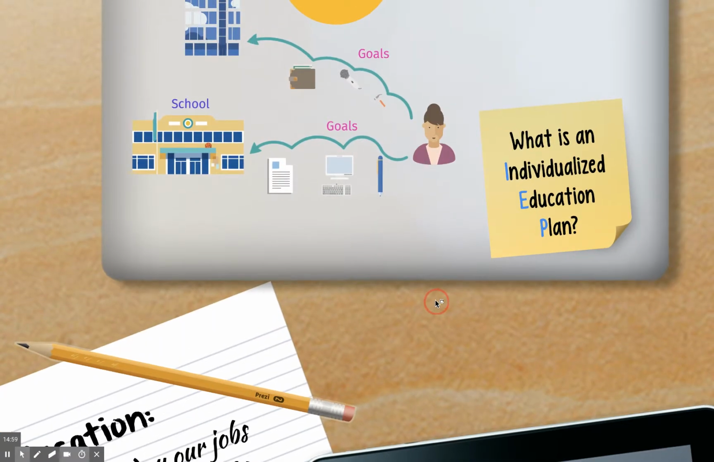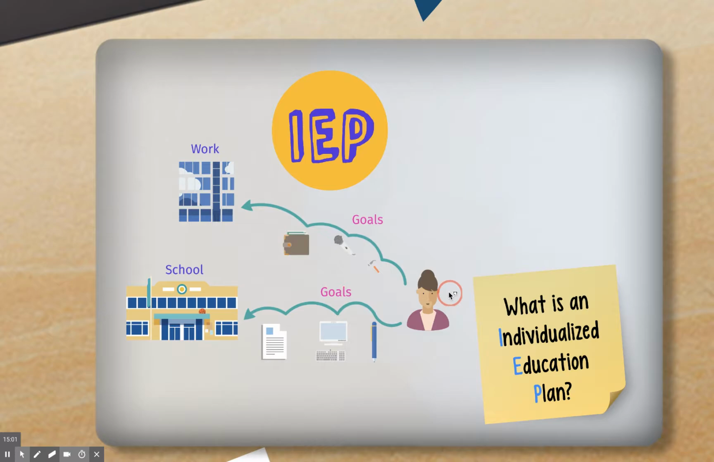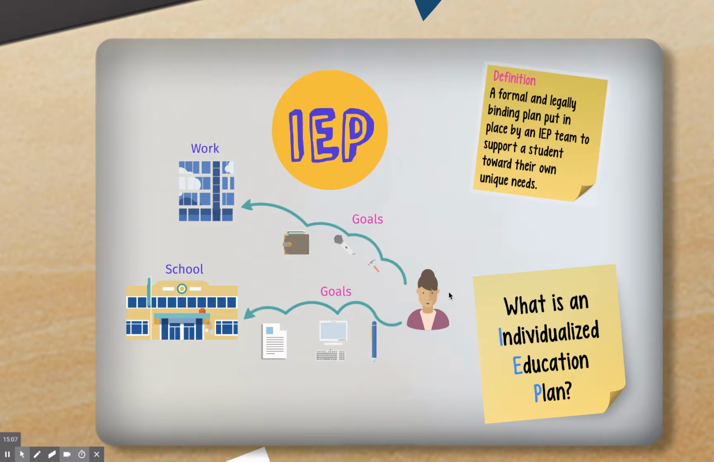And so now what we're going to jump into is this process of an IEP. What is an individualized education plan? Let's talk a bit about it. So really what we're trying to do is design a formal and legally binding plan put in place by an IEP team to support a student towards their own unique needs, right?